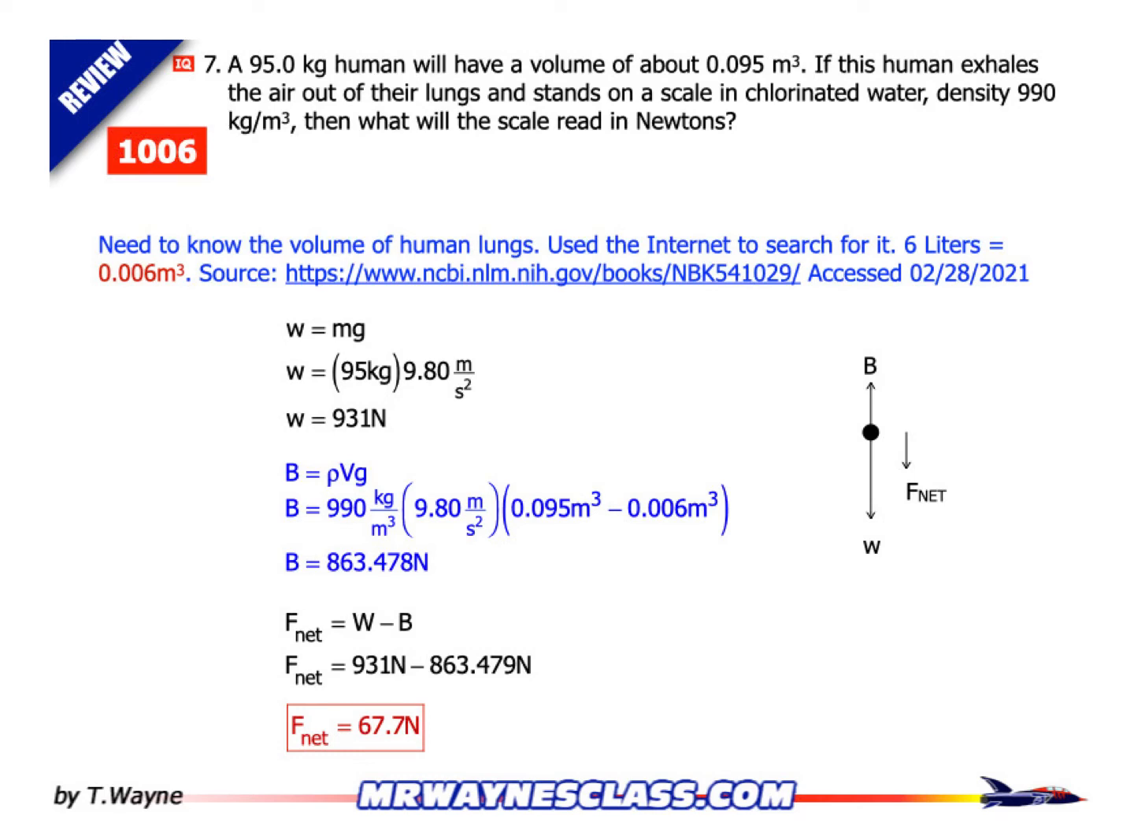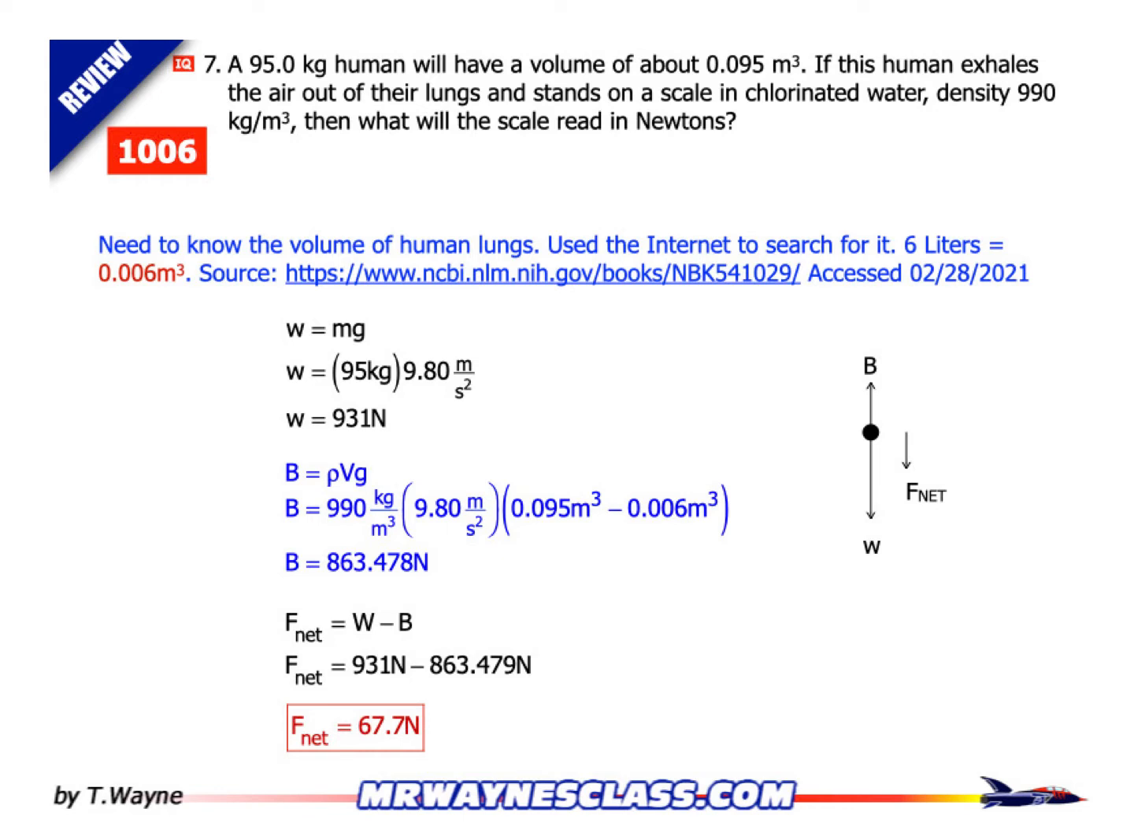A 95 kilogram human will have a volume of about 0.095 meters cubed. If this human exhales the air out of their lungs and stands on a scale in chlorinated water, density 990 kilograms per meter cubed, then what will the scale read in newtons?